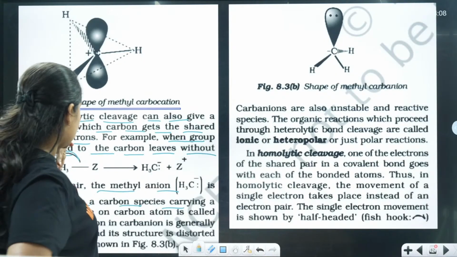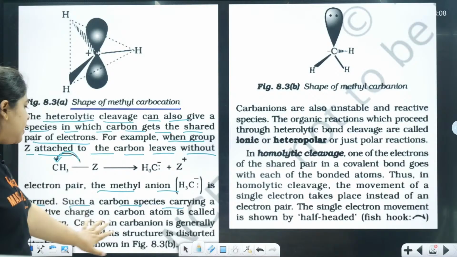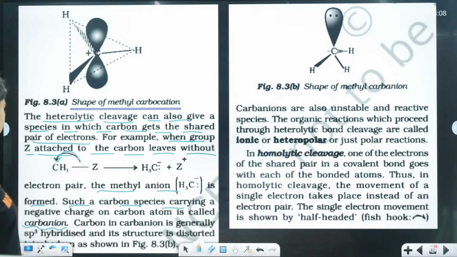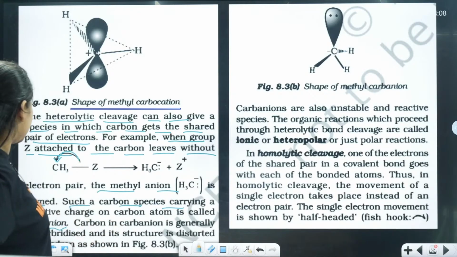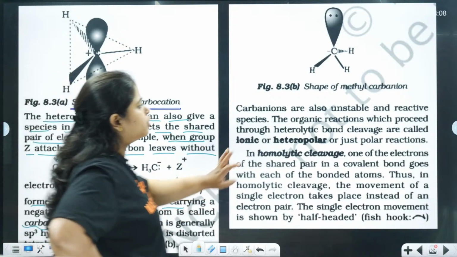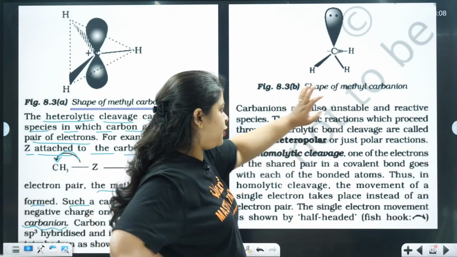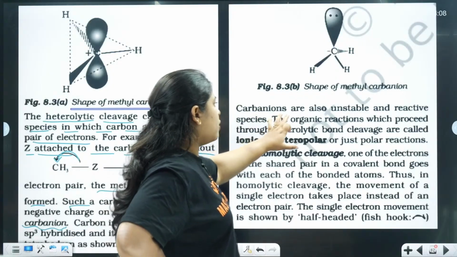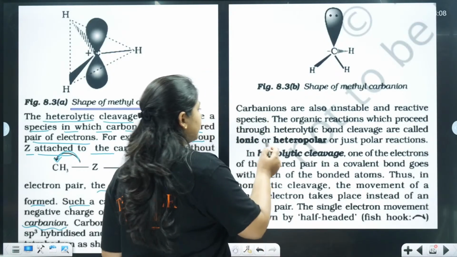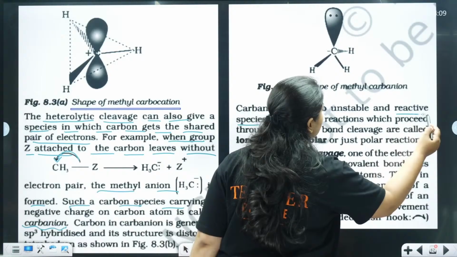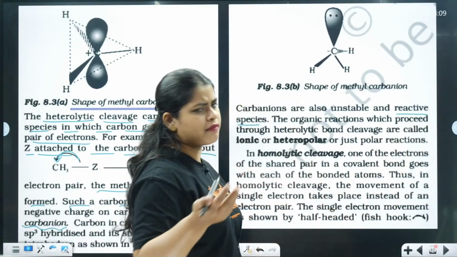Next comes here what, one second guys, where I stopped. Carbon in carbanion is generally sp3 hybridized and its structure is associated with the shape shown in the figure. This is how the shape of the methyl carbonium ion is going to be. Clear? These carbonium ions are also unstable and reactive species. Unstable means what, anytime it can give the electron to someone else also.